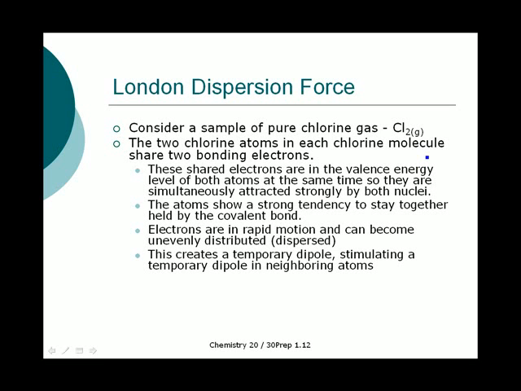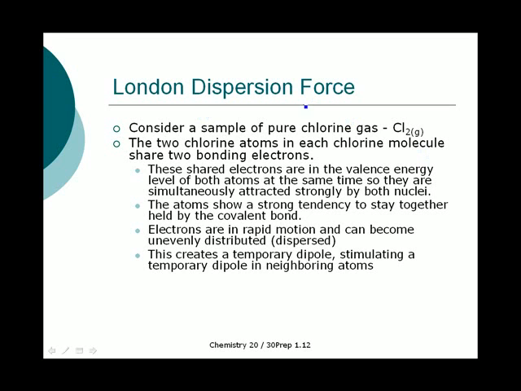What happens is electrons are always moving rapidly, in constant motion, and occasionally they can become unevenly distributed around a nucleus. So instead of them all being nicely spread out around the nucleus of an atom, they get dispersed unevenly, and what this does is it creates a temporary dipole.